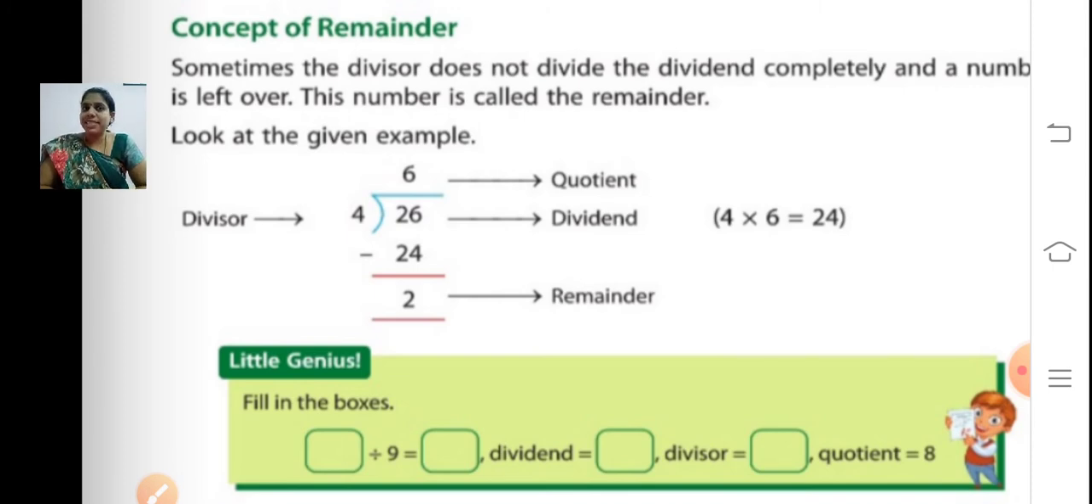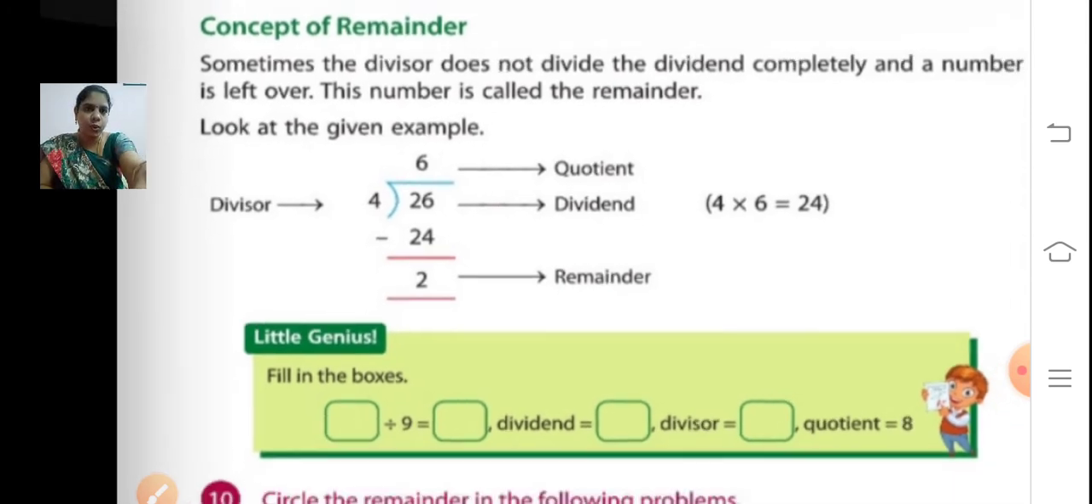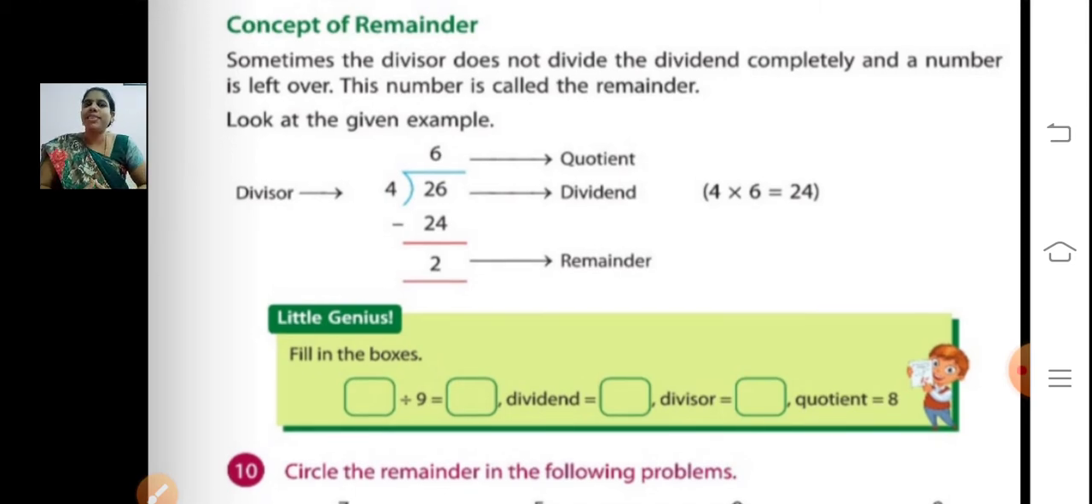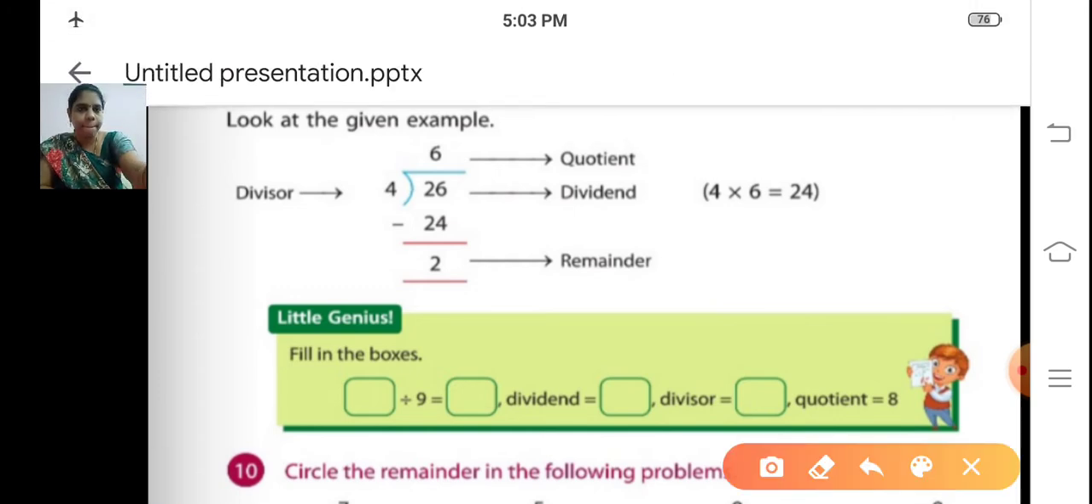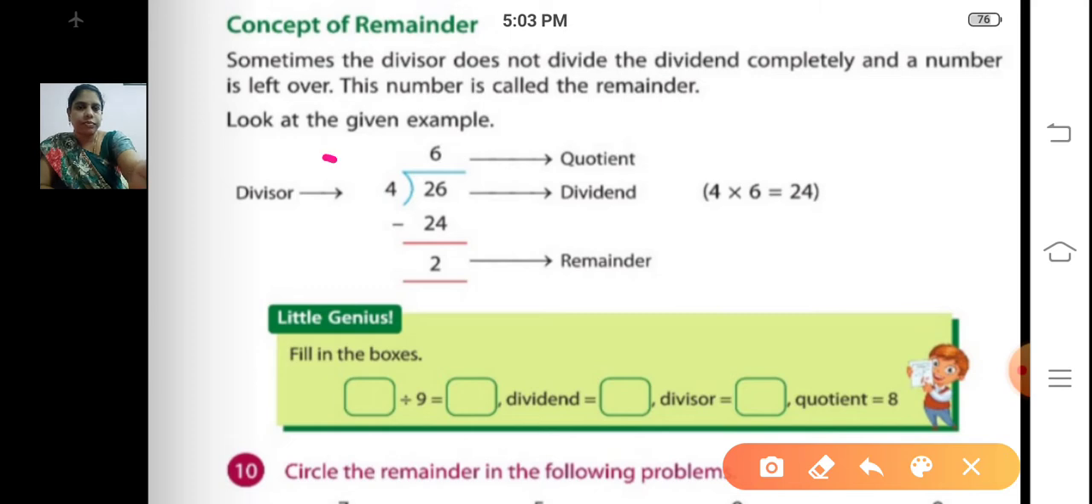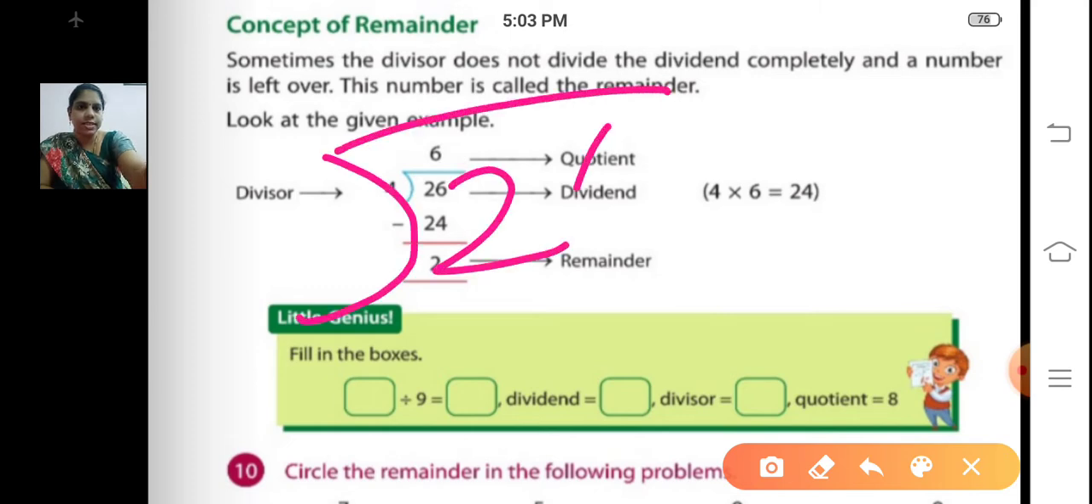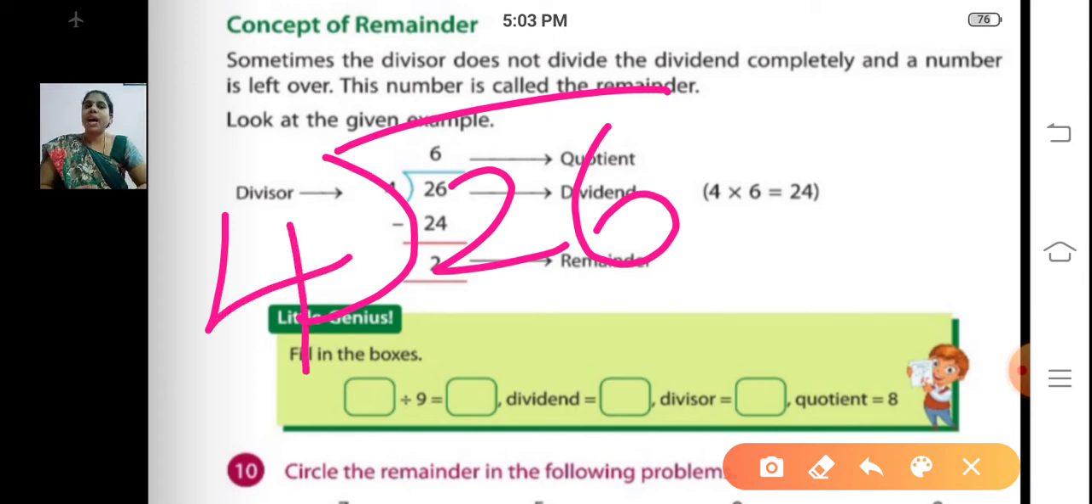Sometimes the divisor does not divide the dividend completely and a number is left over. The number is called the remainder. What is remainder? Now we'll go with the number 26. We are going to divide it by 4. In this case, the dividend is not completely divided by the number 4.